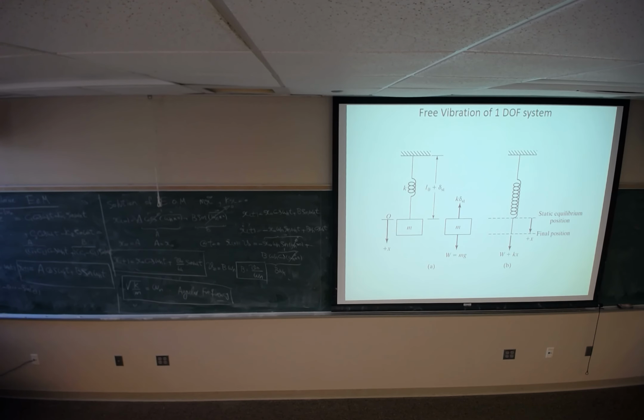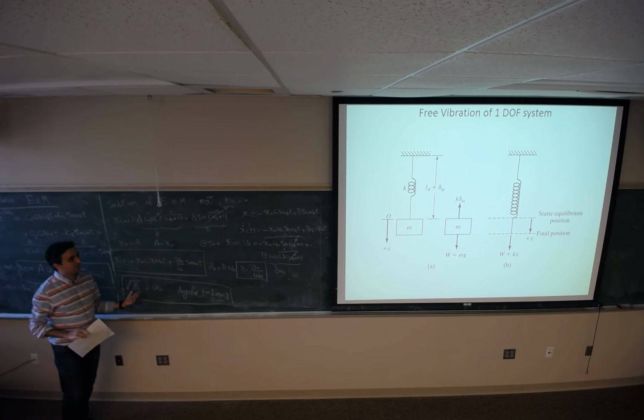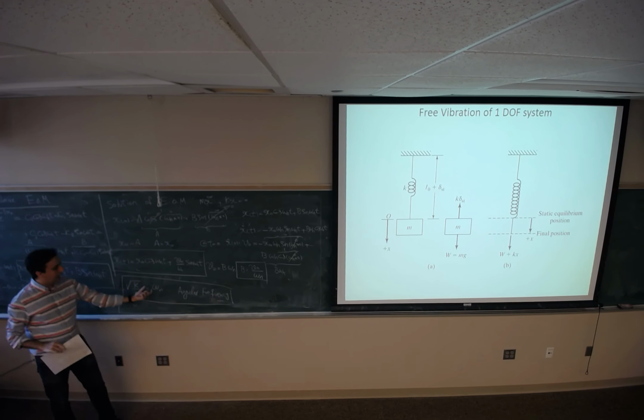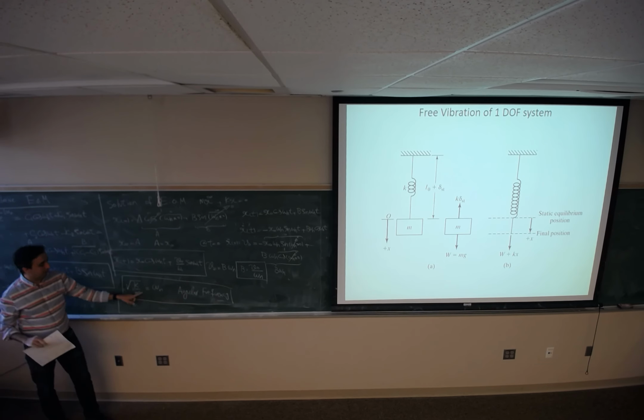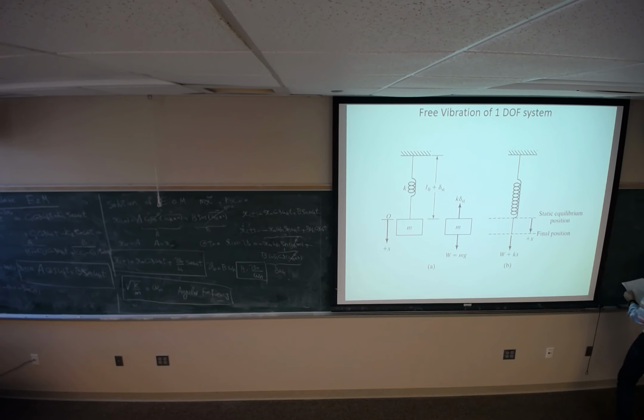Any questions so far? All right, now let me define something. I define angular frequency, omega n, as the square root of k over m. As you see, the angular frequency just depends on the specification of the system, which are the stiffness and the mass. Period of oscillation is 2 pi over omega n.